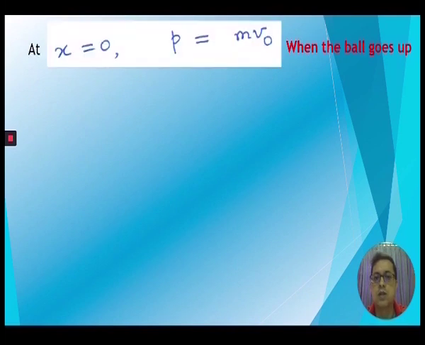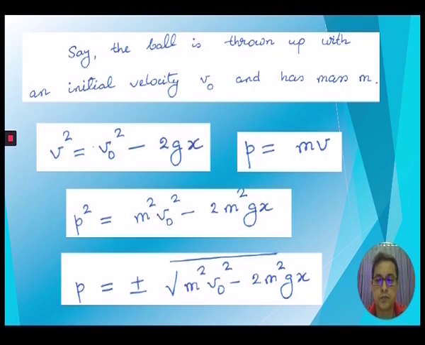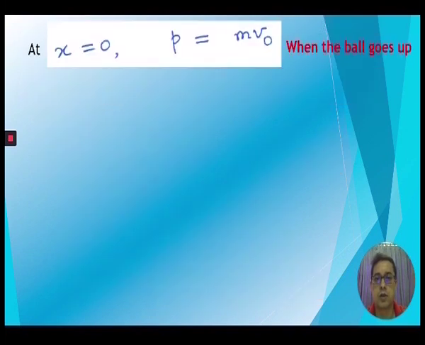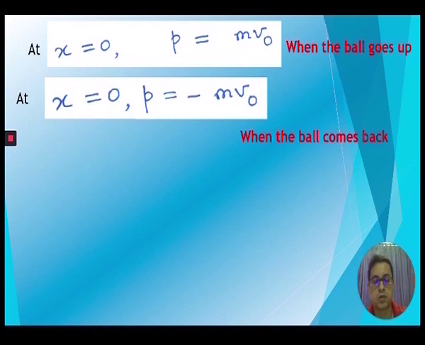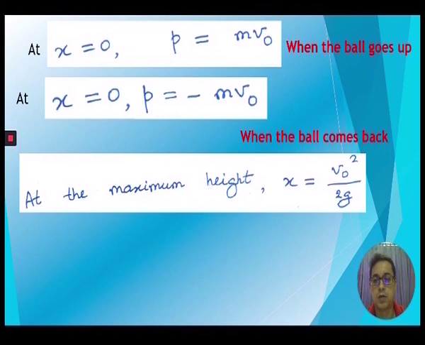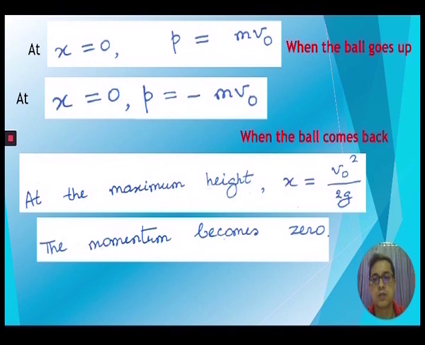When the ball goes up, as you see from here, at x equal to 0, the momentum direction you can take as plus, so m times v0 is the momentum. And when the ball is coming back, the momentum is changing its direction and it is minus m v0. Then at the maximum height, you know that it would be 0, so momentum is simply 0. So this information is good enough for you to plot the trajectory.